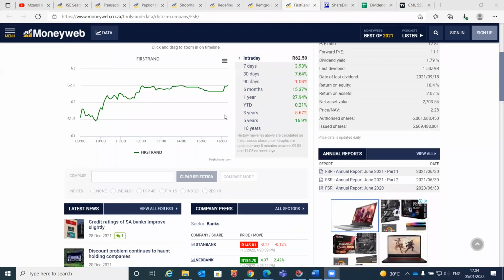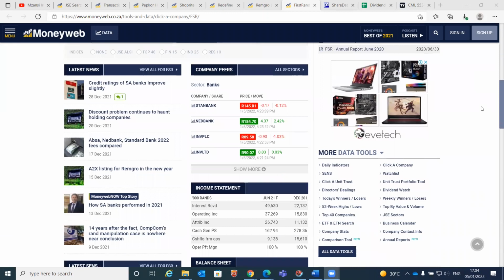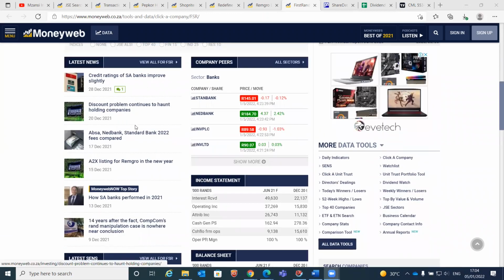And then as we scroll down, you will find annual reports. So these are the places where you find different tools. Again, I'm just sharing platforms that I use to make investing decisions. For those people that are inclined to read a report from the companies that they invest in, you can find it here. You can find it on Moneyweb, or you can just go straight to the company website. If you browse there, you should be able to find information that speaks about the annual report or the interim report.